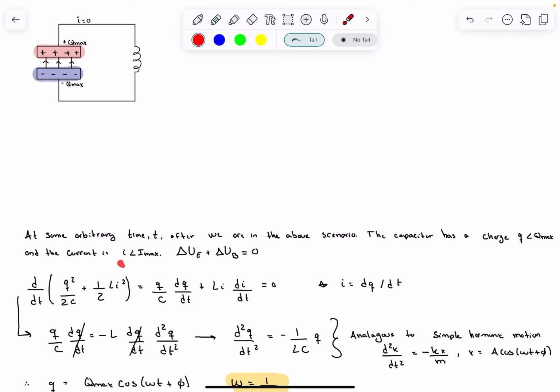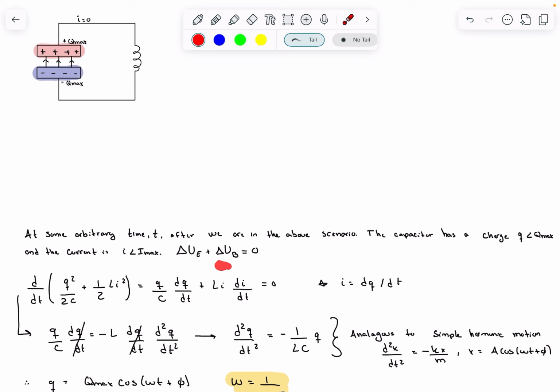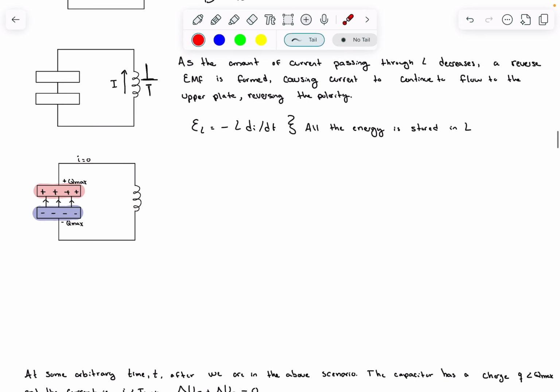Now at any arbitrary point in time t, we can figure out what is the charge on the capacitor and what is the current through the system. What we do know is that delta UE, the change in the electric potential energy, plus the change in the magnetic potential energy has to be equal to 0 because the energy has nowhere else to go. Like there's no resistor, there's no output, it's just going from here to here and back and forth again.